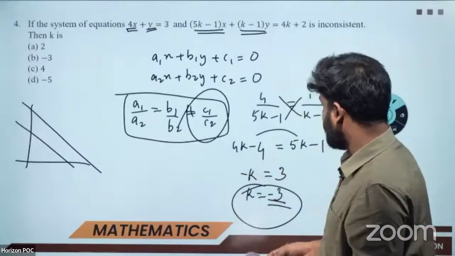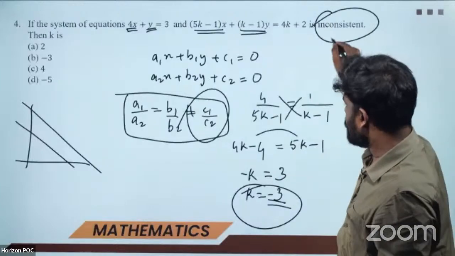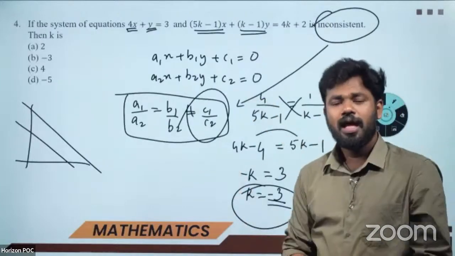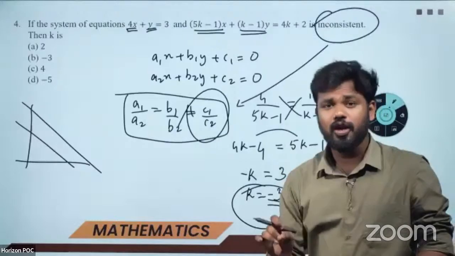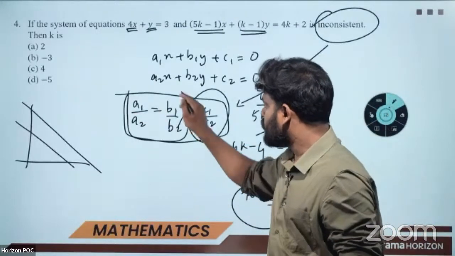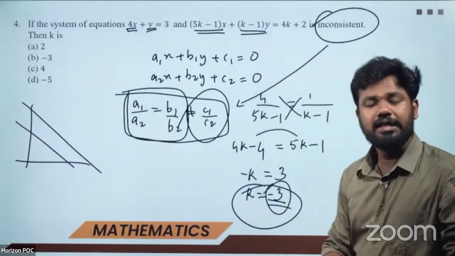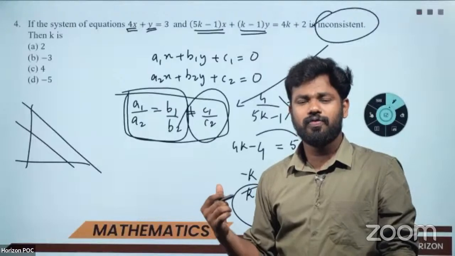Understood? So how to find the value of k? The equations are inconsistent. So I used this form, and I don't need the third part, that is not equal to c1 by c2, to find the value of k. I just only need these two. So when I use these two, I got the value of k as negative 3. Clear? Any doubts in this one to find the value of k?